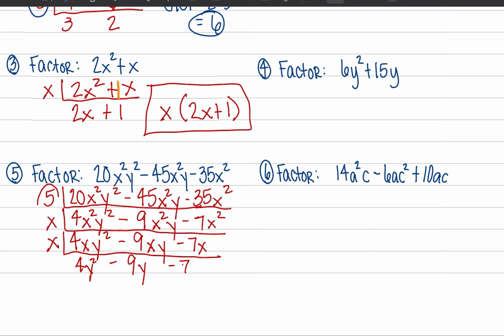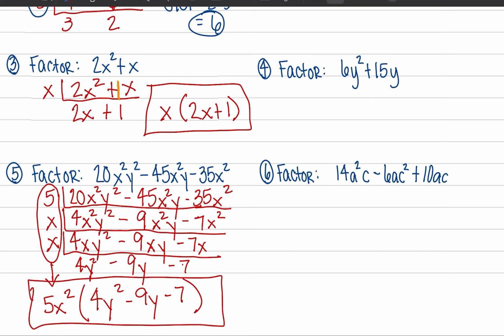So this is going to be my GCF. 5 times x gives me 5x squared. Then everything left over that did not have a common factor goes inside of the parentheses. So that would be our factored expression. Go ahead and pause the video and try out number 6.